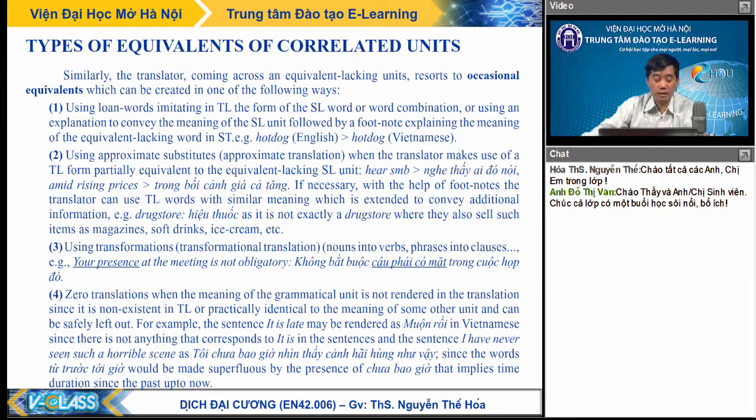And now we should know something about the occasional equivalent. So what are they? The first one, using a loan word. Sometimes we try to borrow the word from English, such as hot dog, but actually there is no equivalent at all. We have to borrow. Due to the cultural factor, we have no official translation of hot dog. Second, the approximate substitute. That is the approximate translation, when we have to form a partially equivalent to the equivalent.